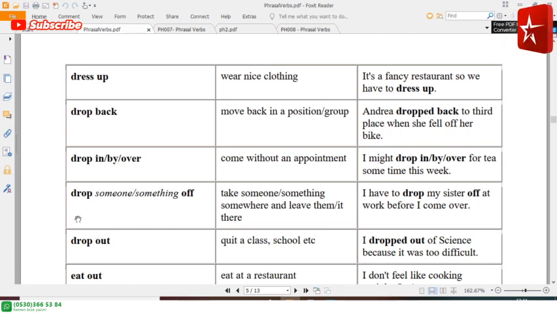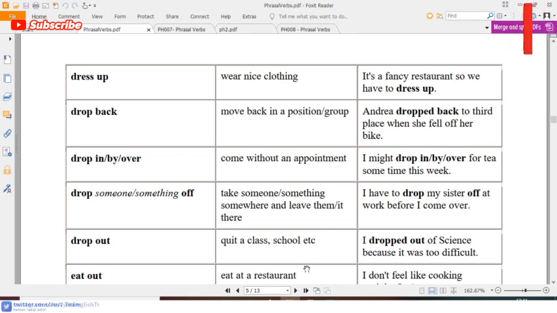And the next one, drop someone or something off, like take someone or something somewhere and leave them or it there. For example, I have to drop my sister off at work before I come over. And drop out, like quit a class, it means stop studying at school. Okay, I dropped out of science because it was too difficult.